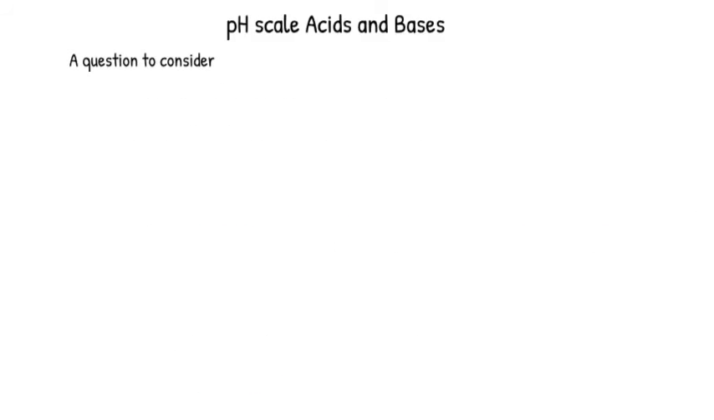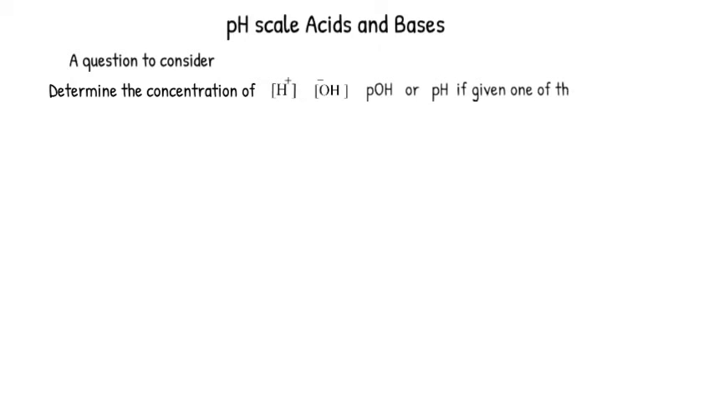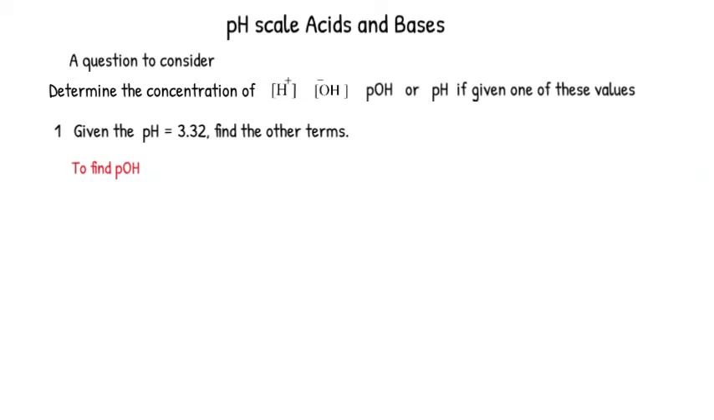A question to consider. Determine the concentration of the hydronium ion, the concentration of hydroxide ion, the pOH or pH if given one of these values. So for example, given the pH is equal to 3.32, find the three other terms. To find pOH, use this formula. pH plus pOH is equal to 14. So the pOH is equal to 14 minus 3.32, which is equal to 10.68.